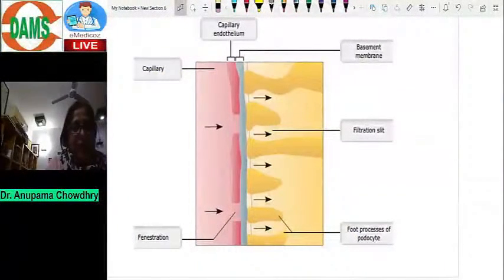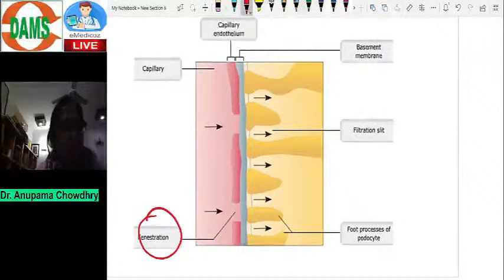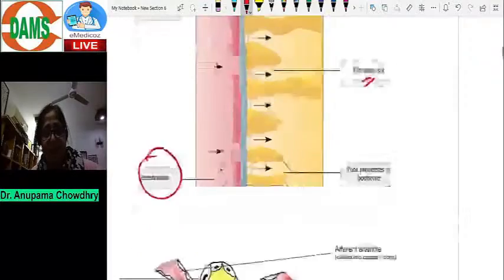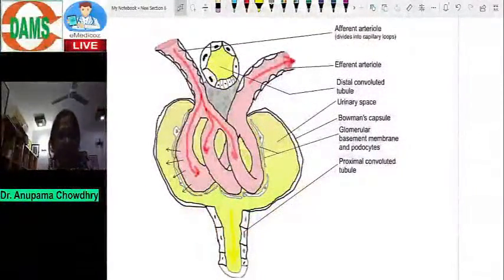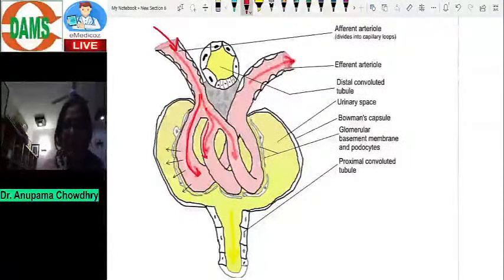Yes? Now, the next important point as far as the filtration membrane is concerned: this is another diagram trying to tell you that the plasma is filtered. There are these fenestrations, and then the basement membrane, which has no pores, but the permeability is equivalent to a pore size of 8 nanometers, and the filtration slits. So this is more of a diagrammatic representation. Again, another diagram which I want you to look at. This is basically trying to tell you that the blood will come via the afferent arteriole, go into the glomerular capillaries, and then exit via the efferent arteriole.